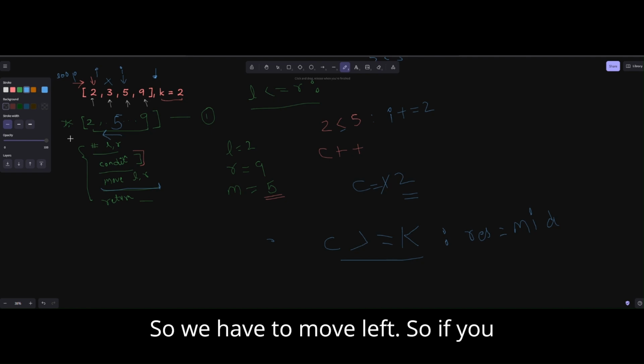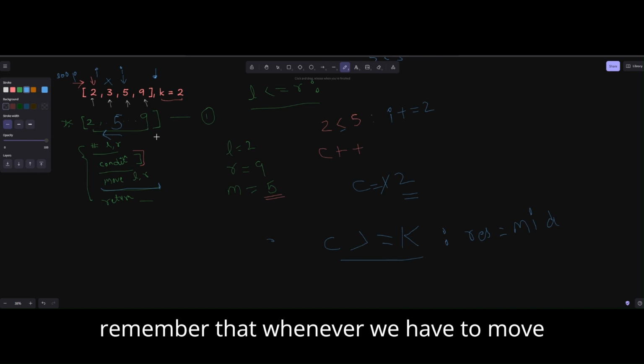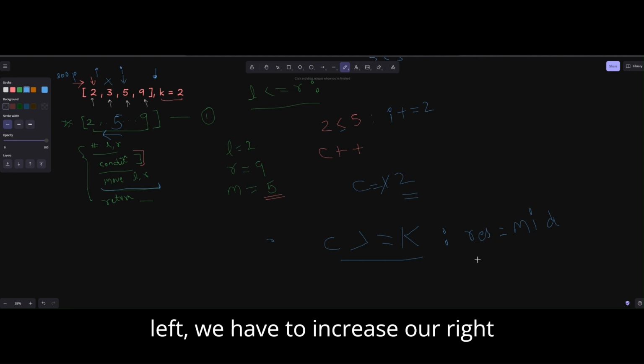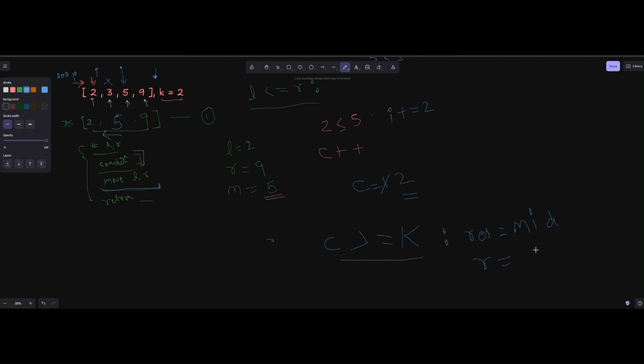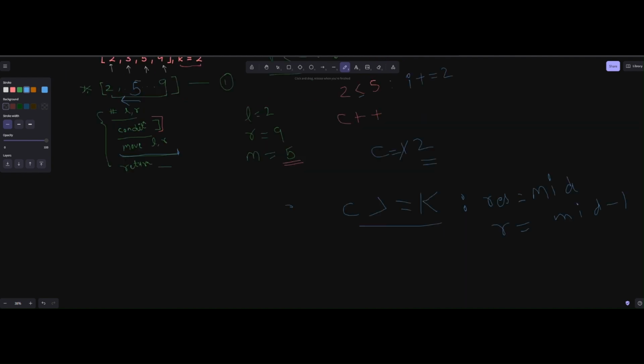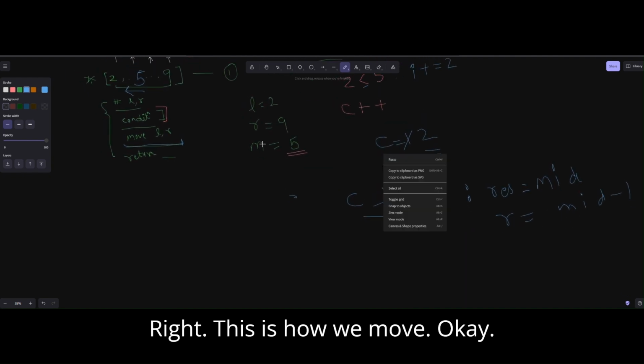So we have to move left. If you remember, whenever we have to move left, we have to move our right pointer. So that would be mid minus 1, right? So this is how we move.